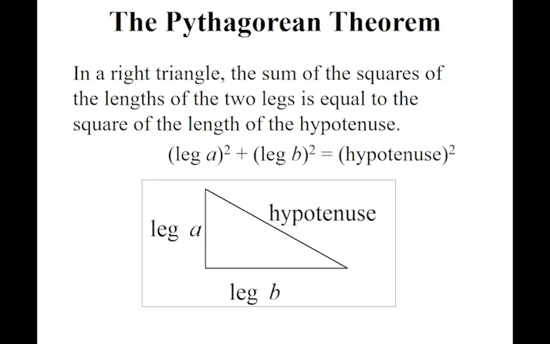Let's talk about the Pythagorean theorem. In a right triangle, the sum of the squares of the lengths of the two legs is equal to the square of the length of the hypotenuse. Leg A squared plus leg B squared equals the hypotenuse squared. If you've never heard the term hypotenuse before, it is the side of a right triangle that's directly across from the right angle. The other two sides are called legs. You might have seen the Pythagorean theorem before in another form. A squared plus B squared equals C squared.